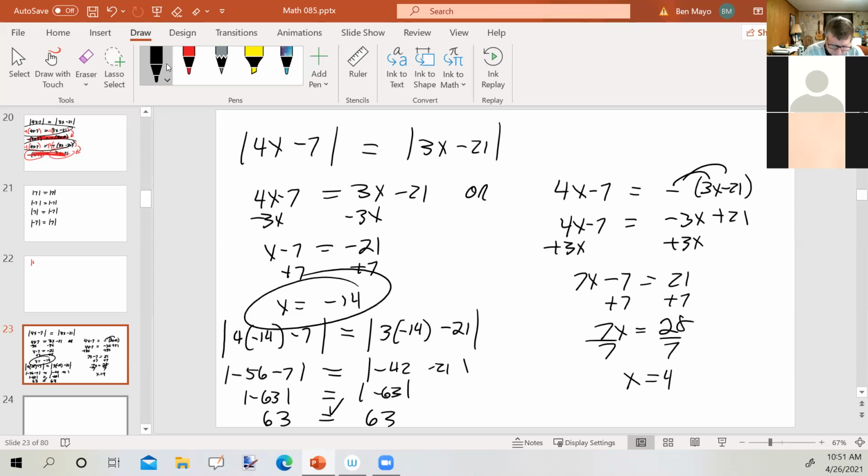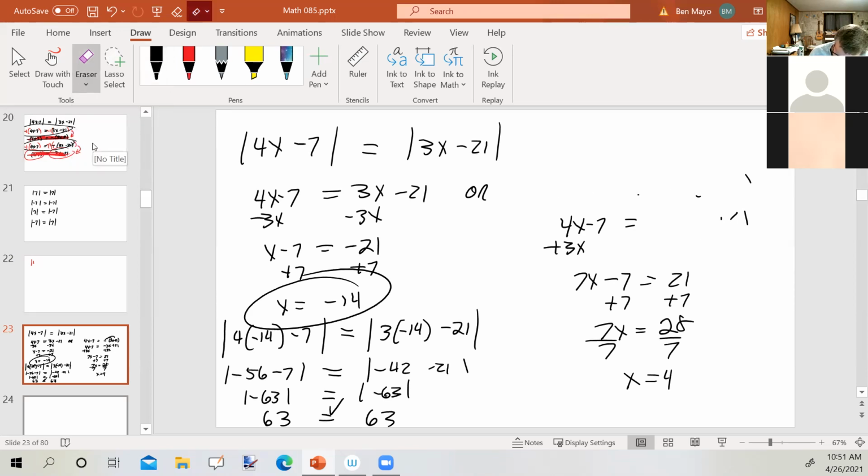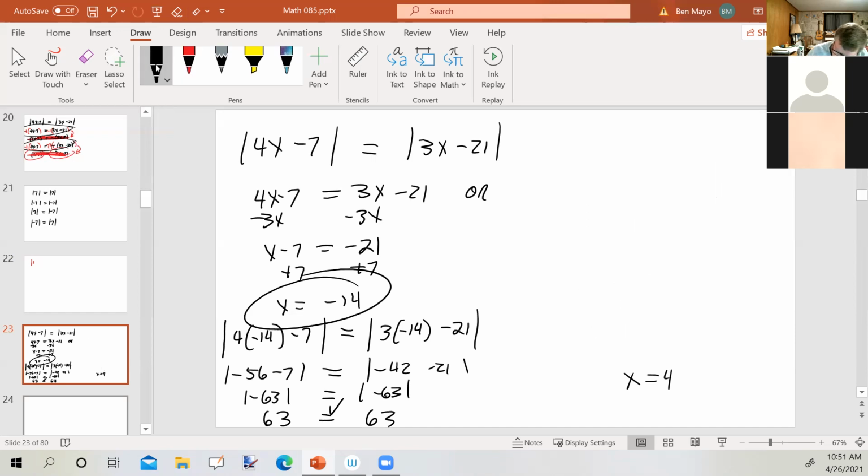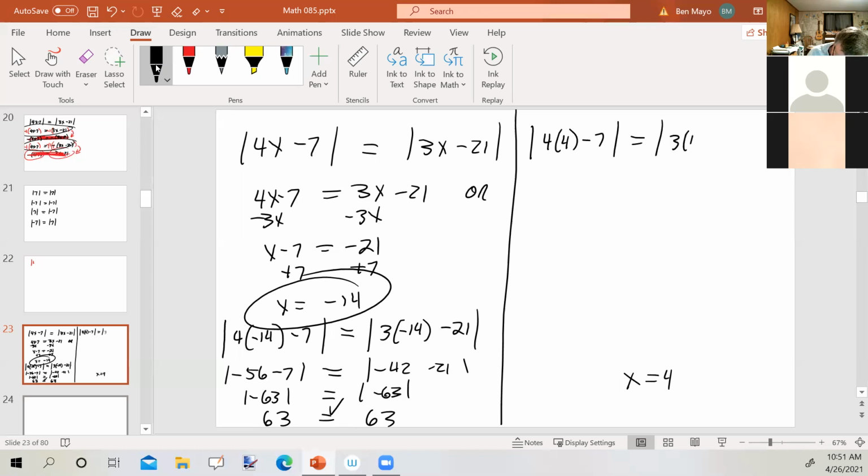All right. I'm going to erase some of the writing here so that I have room to check my second equation without having to go to another screen. So if x is 4, we get the absolute value of 4 times 4 minus 7 equals the absolute value of 3 times 4 minus 21.